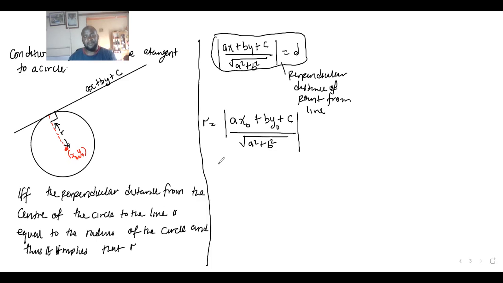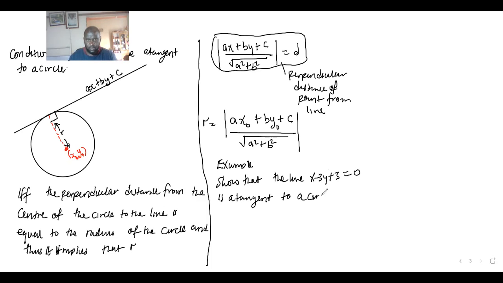So let me give you an example. Show that the line x minus 3y plus 3 equals 0 is a tangent to a circle whose equation is x squared plus y squared minus 8x plus 2y plus 7 is equal to 0.